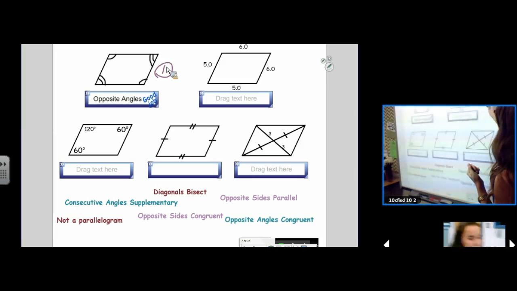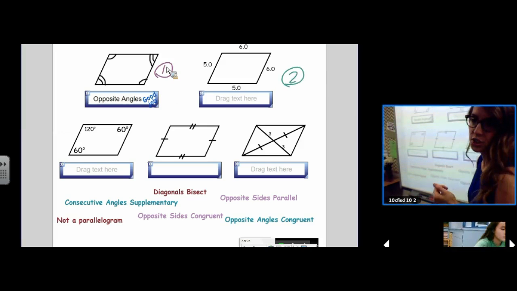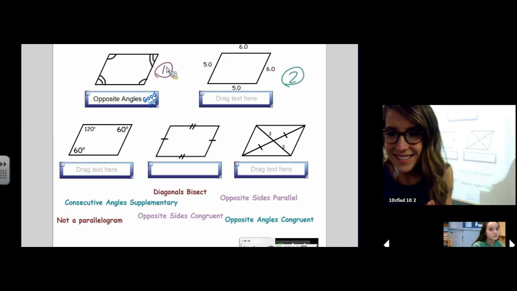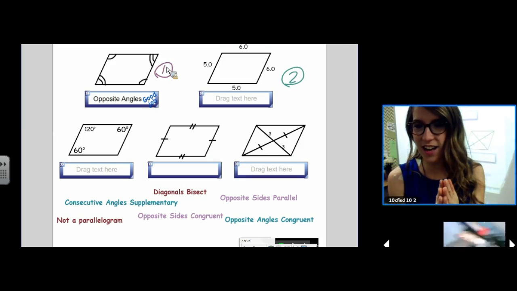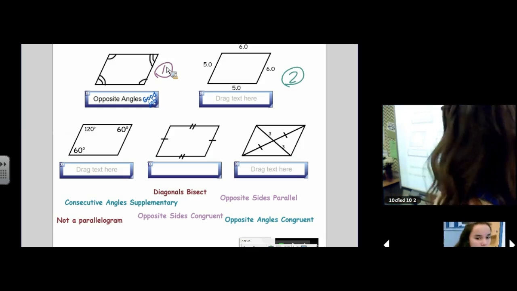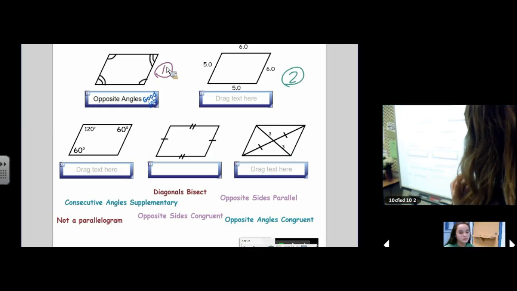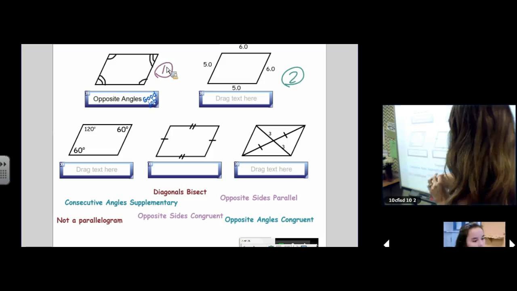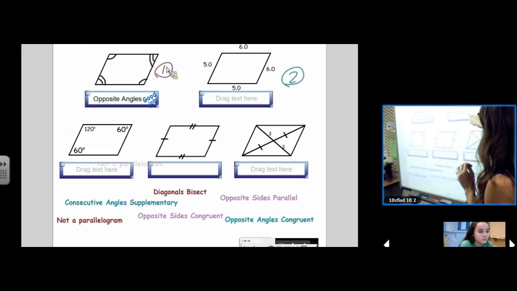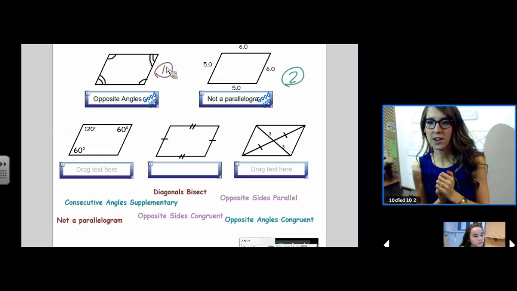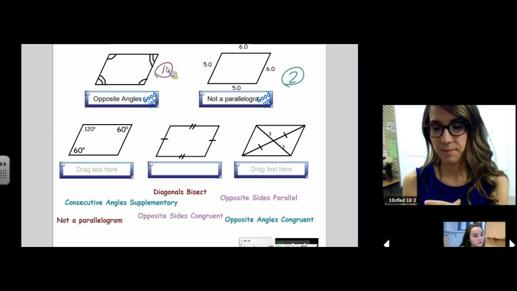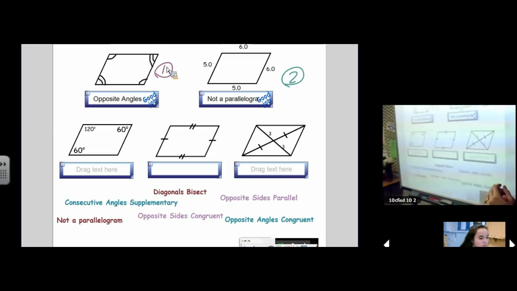Okay, what about this second one? Which property is that showing at the bottom? Opposite sides are congruent? No. Look at that. You're getting lazy. That is not showing opposite sides are congruent. It's actually, dun, dun, dun, dun, not a parallelogram. Anyone know what it is? What is it?